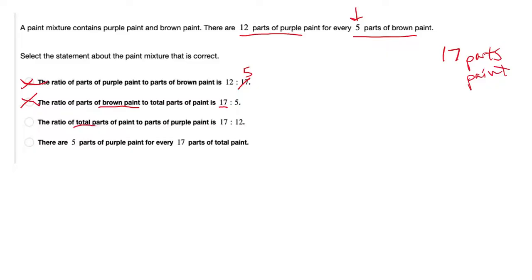The ratio of total parts of paint to parts of purple paint is 17 to 12. So the first number would have to be the total parts, which is 17. The second number would have to be the purple parts, which is 12. So this one looks correct. But let's check the last one just to make sure. 5 parts of purple for every 17 parts of total. That's wrong because there are 12 parts of purple for every 17 parts total. So this one is correct. These ones take a little bit of careful reading because you have to make sure that things are in the same order.